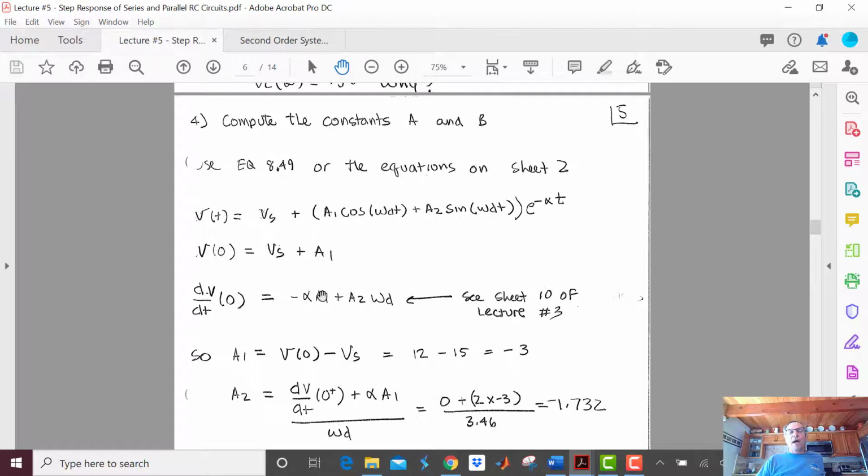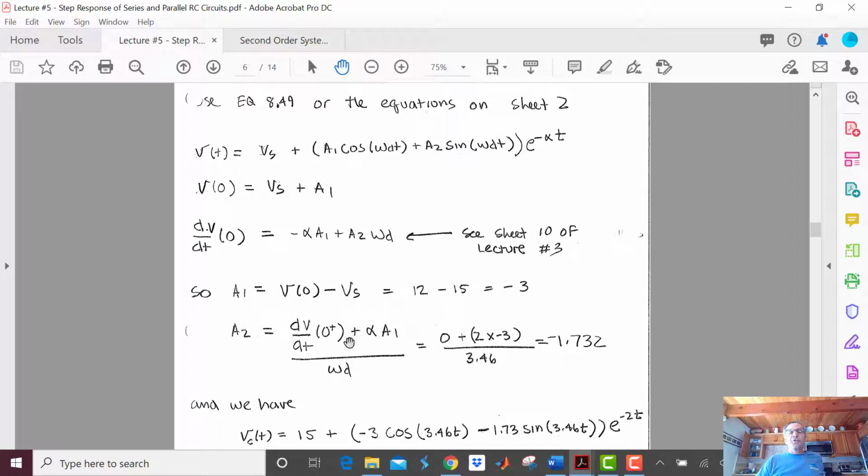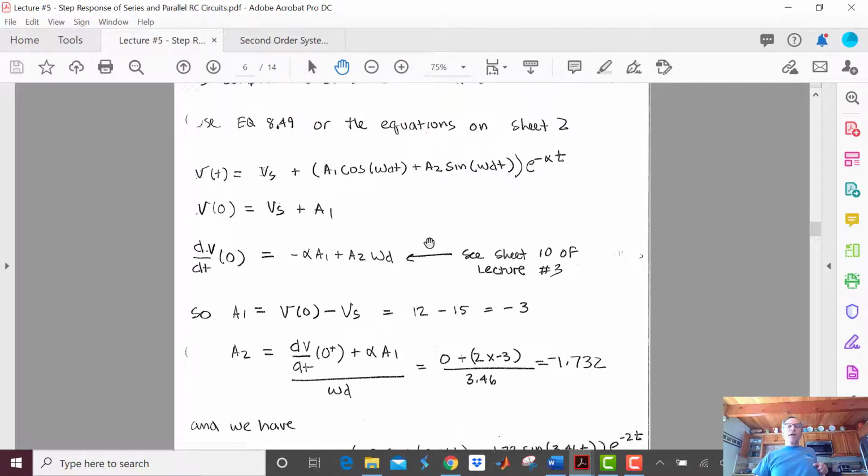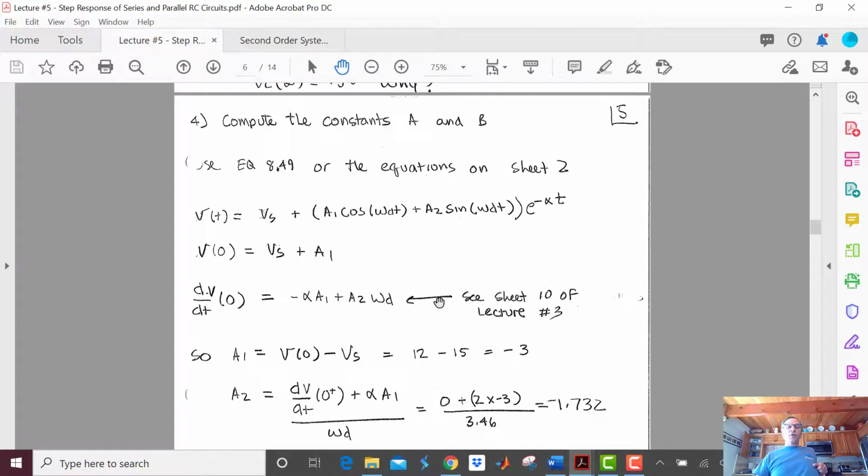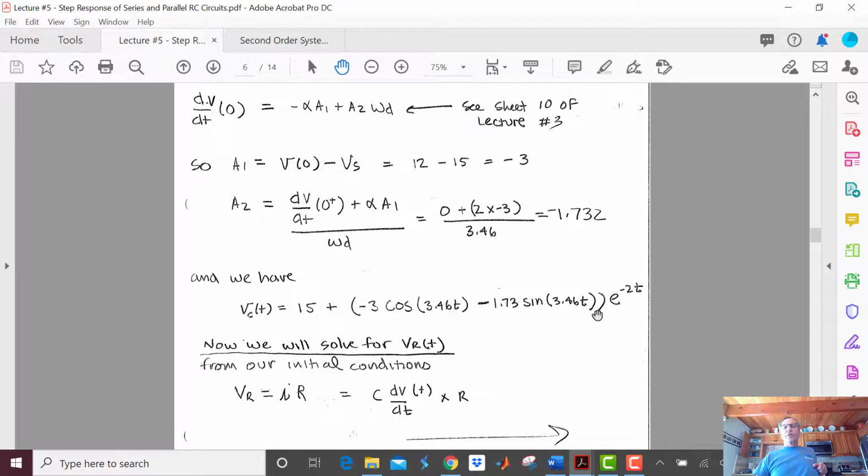And now, going back to lecture 3, here's my formula for dV/dt. Solve that for A2, and I have A2 as a function of a bunch of stuff we already know. We calculated this with our initial conditions. We just got A1 right up here. We have alpha, we have omega d. We put all that stuff in here, and we get minus 1.732. We shove all that into our equation, and here is our result.